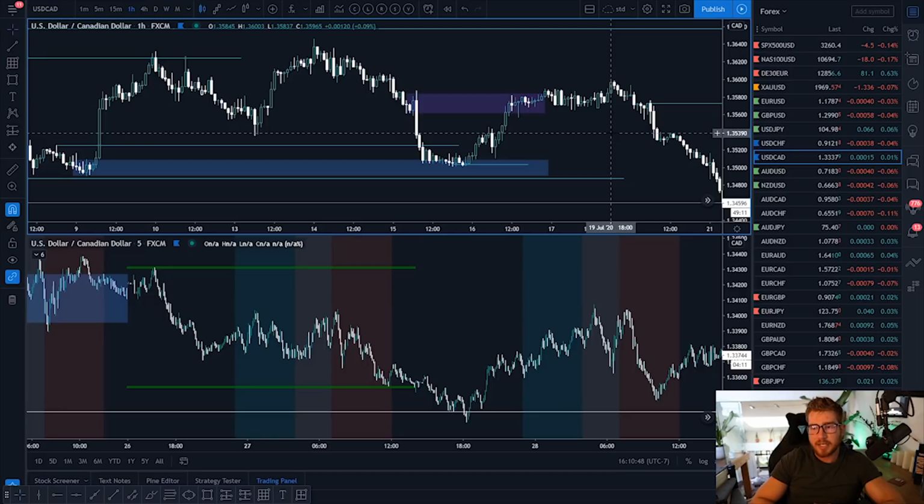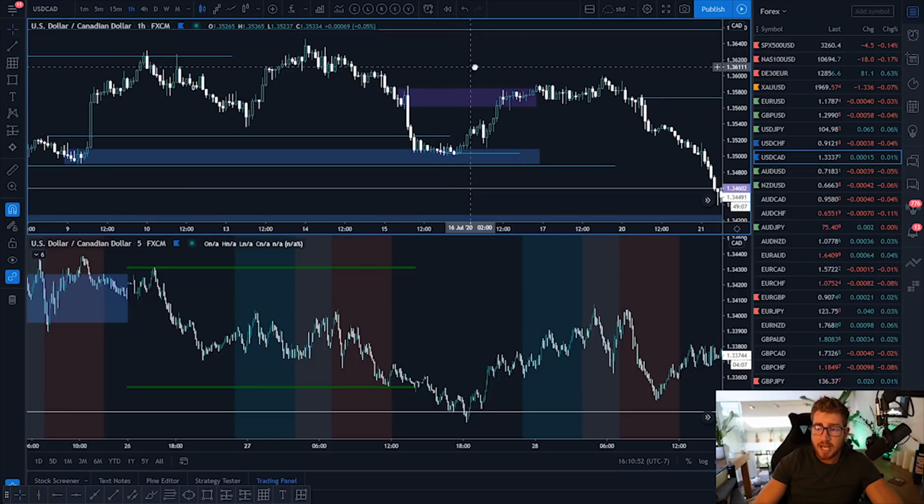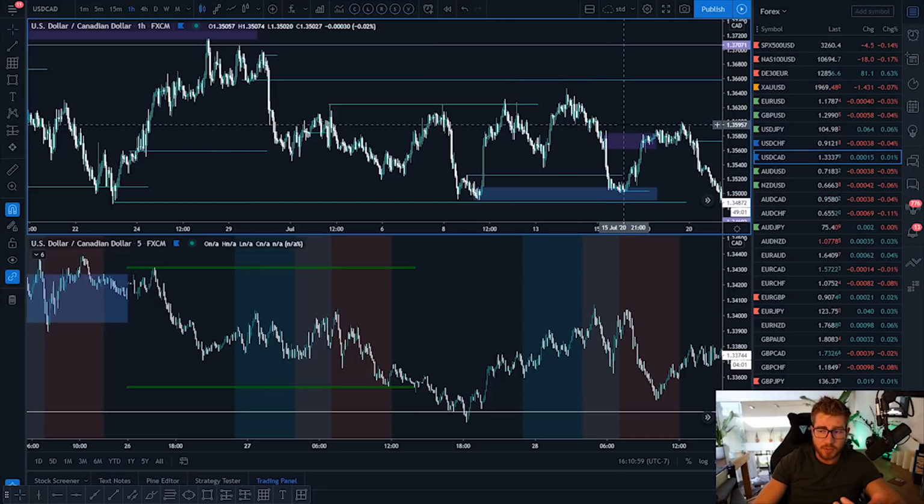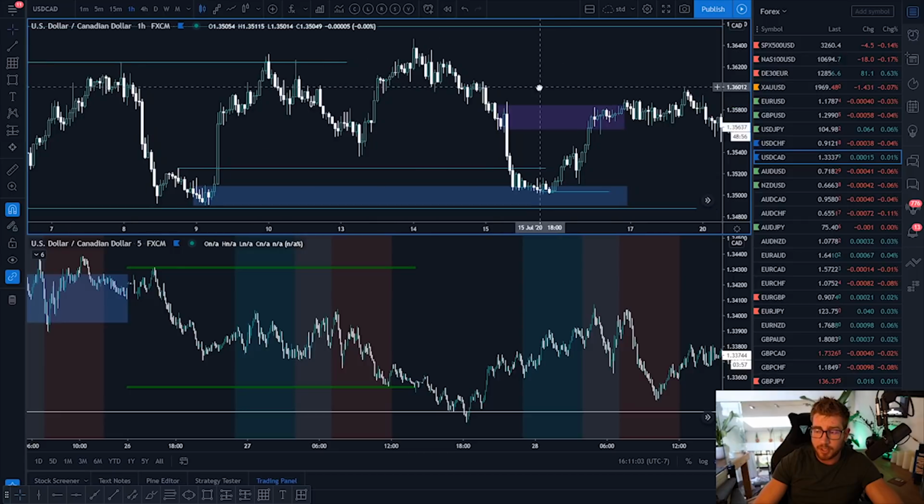So I pulled up another example. This is an example of UCAD. And now what we see here is a massive drop, right? That's the first thing we're looking for. This is not necessarily a case where it's in a trend, but we can see that it is probably going to work in our favor here.